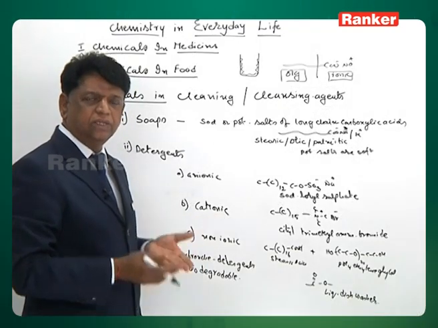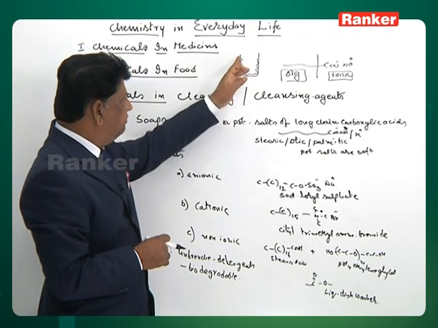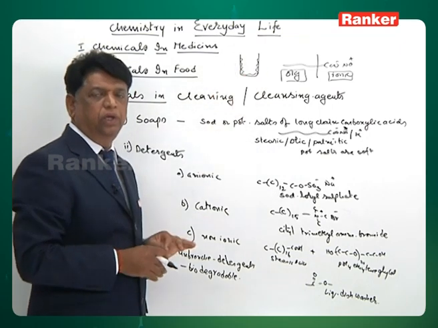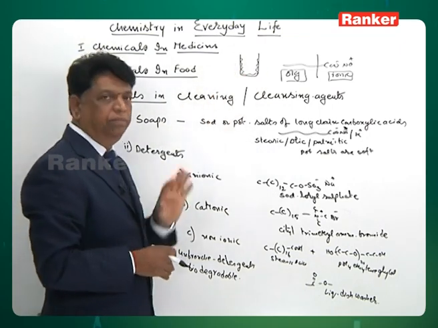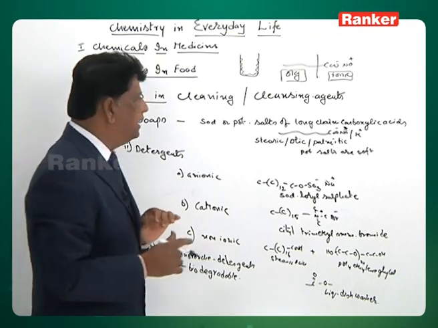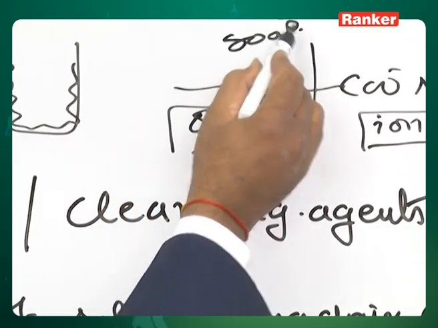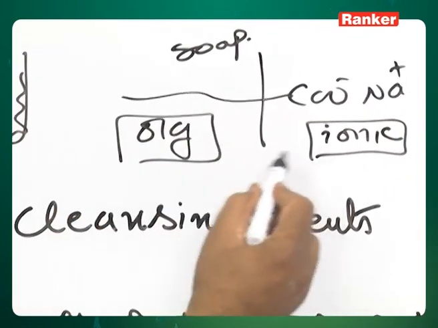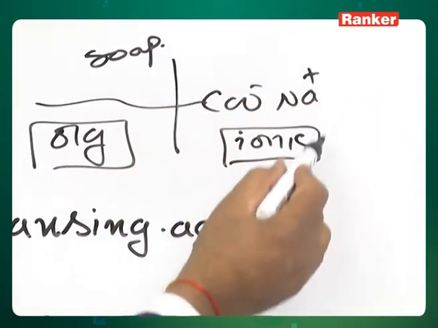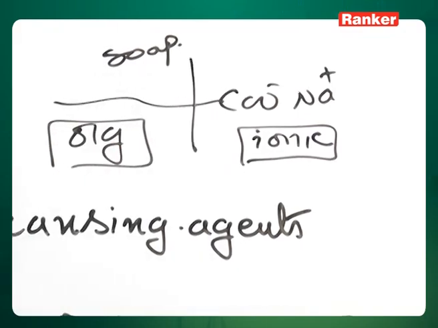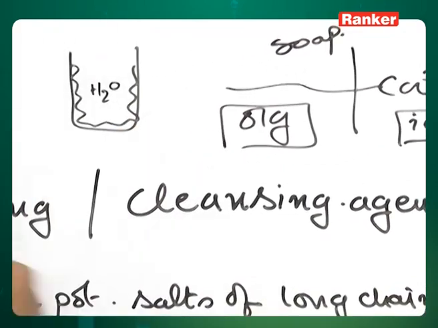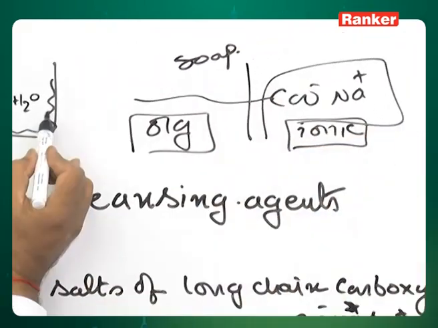This organic is not soluble in the water. So even if you wash several times with water, you cannot clean the beaker, right? But if you add some soap, the soap contains an organic part as well as the inorganic or ionic part. When you add the soap, this is water, so this part will enter into the water.